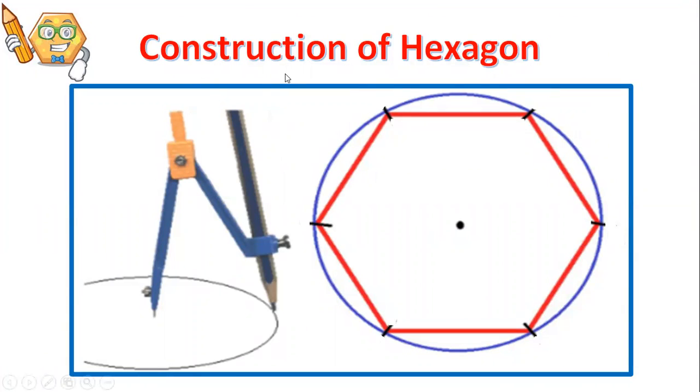So the construction of the hexagon: measure 25 mm in your compass and draw a circle with one of its extreme left points as center. Start cutting an arc equal to 25 mm radius, cut 5 times and join these arcs. Then you will construct a hexagon.